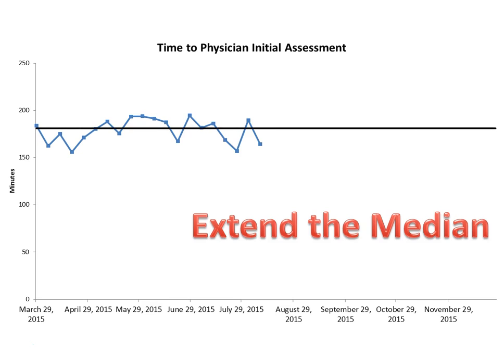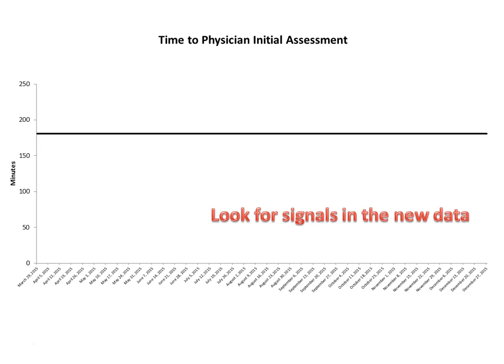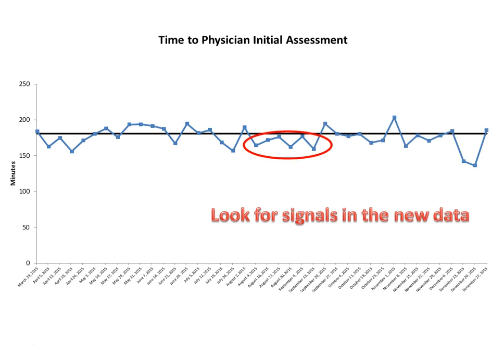Not seeing any signals, we'll extend the median and continue to collect data. These first points can be considered the baseline data. As we collect more data, we'll continue to plot it on the chart and look for signals. In this example, we can see there was a shift that occurred in August and September. This highlights that the process was behaving abnormally during that time period.